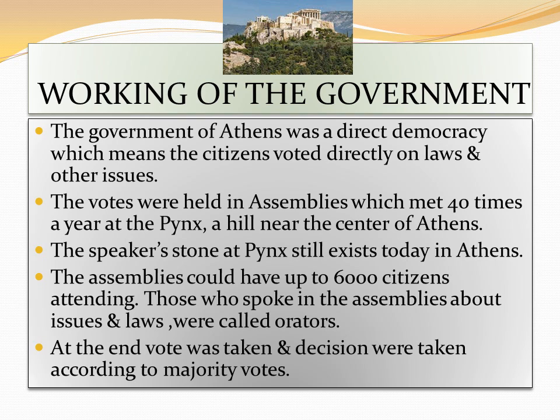The assemblies could have up to 6,000 citizens attending. Those who spoke in the assemblies about the issues and laws were called orators. At the end, a vote was taken and decisions were taken according to the majority votes.